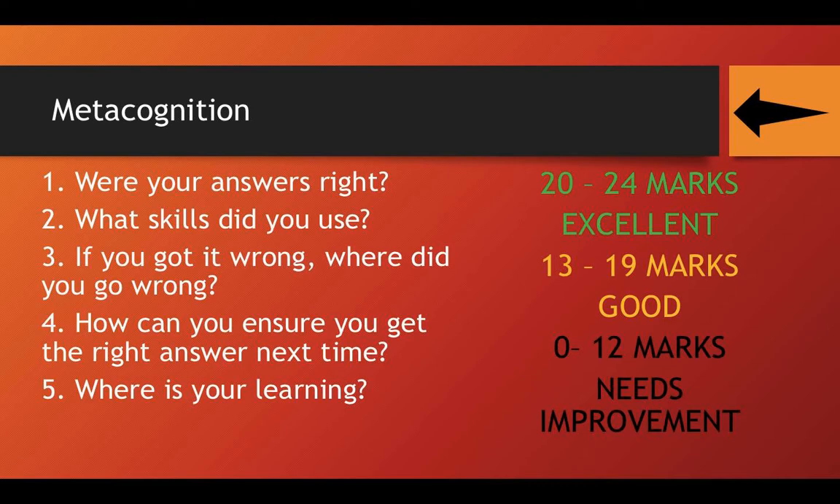Number 5, where is your learning? Now, I know your learning is at home, I don't mean that. Where is your learning in reference to my marks on the right-hand side. If you score between 20 and 24 marks, absolutely excellent, your learning is green. If you score between 13 and 19 marks, your learning is amber. And because I've got a red background, I couldn't quite make it red, so it's in black, but it would be, if you score between 0 and 12 marks, you need improvement. So that's a red for you. So make sure that you're very honest with yourself when you're marking them, and it'll help you indicate what you need to do in the future to get better at this skill.